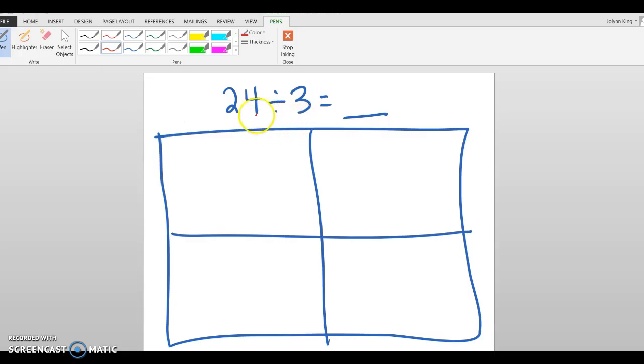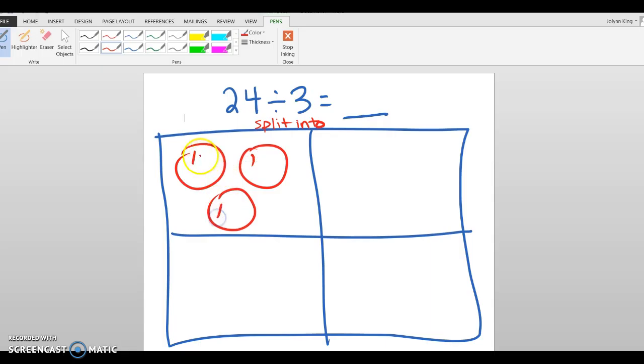And so what I would do is, when I read this, I think 24 split into 3 groups. That's how I always read it. So I think, okay, I have 3 groups, and I'm going to split these 24 into those 3 groups. So I just pass them out like I am cards.